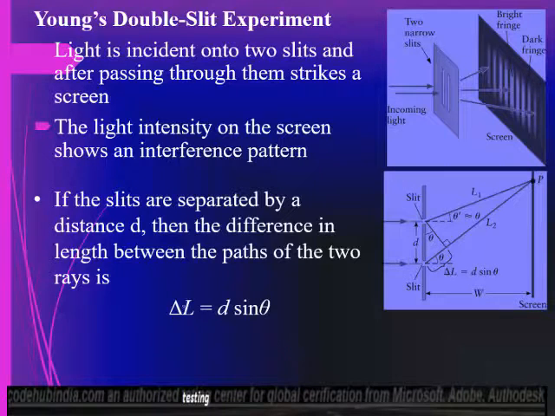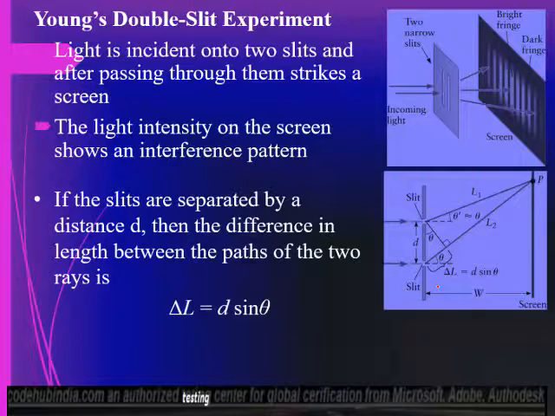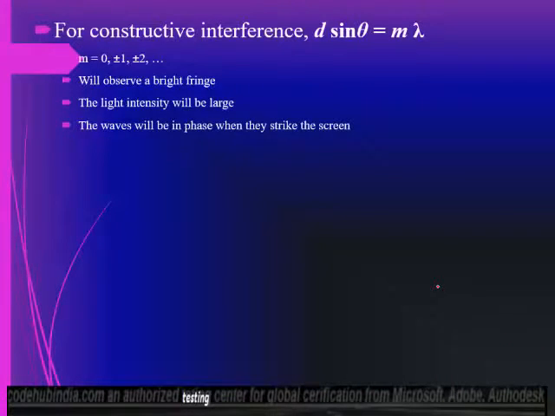The particular distance, this is L2, this is L1, the focal length is also 1, to get this and this is the d. Then this is the hypotenuse. This is L equal to d by hypotenuse. For constructive interference, d sin theta equal to m lambda. What we got is delta L, where m is an integer: 0, plus 1, minus 1, plus 2, minus 2.